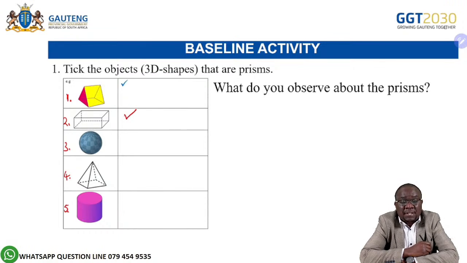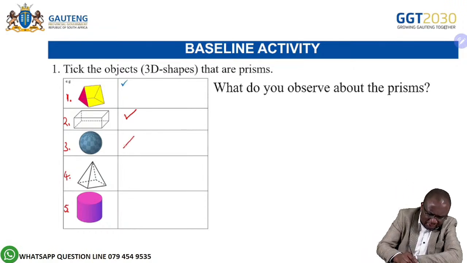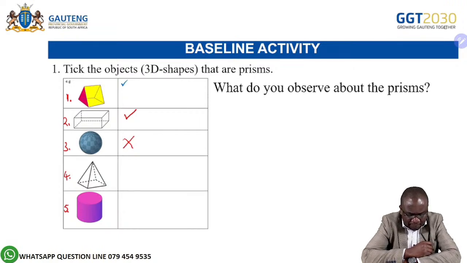Right. Object number 3 is not a prism. So that's a sphere. Like the earth is a sphere, is spherical. A soccer ball is spherical. An orange is spherical. Those are spheres.